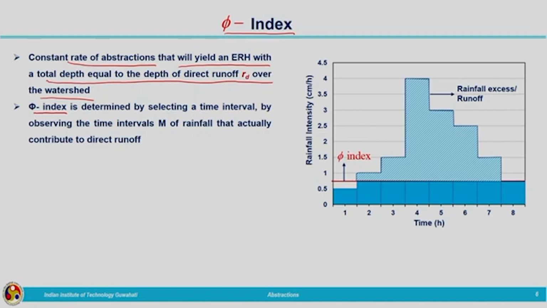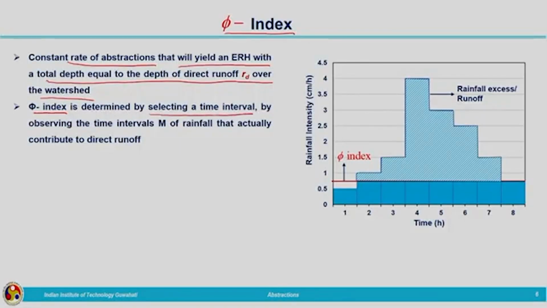So, this method can be applicable to catchments where we have proper measurement of runoff. Phi index is determined by selecting a time interval, by observing the time interval of rainfall that actually contributes to direct runoff. This is done by a trial and error method. We will assume a certain value for this phi index and understand in which time interval it will be contributing, that much rate of rainfall will be coming.